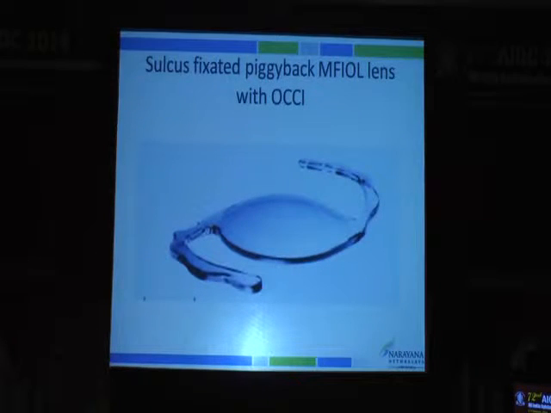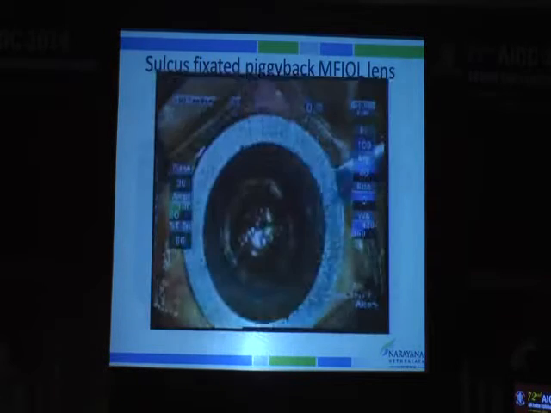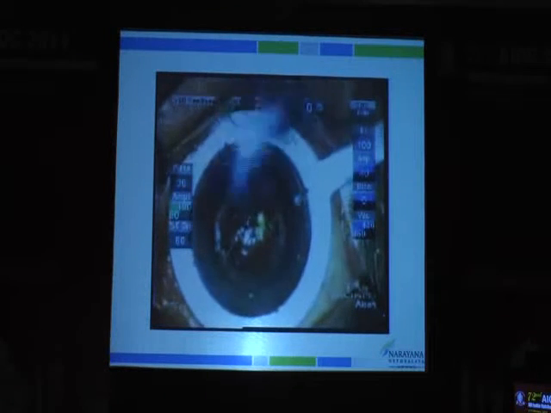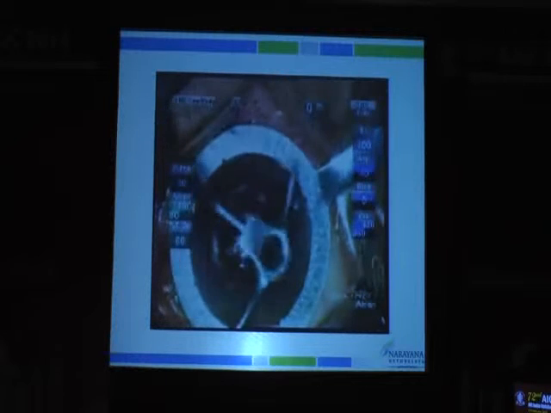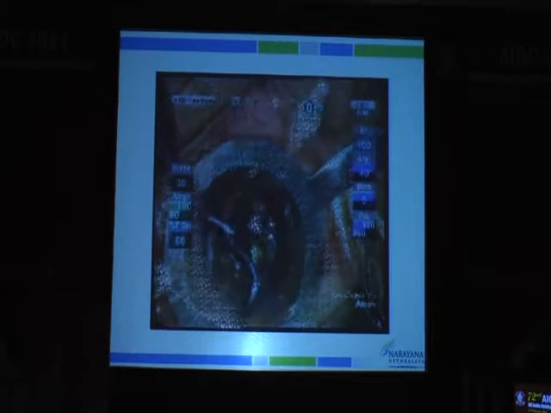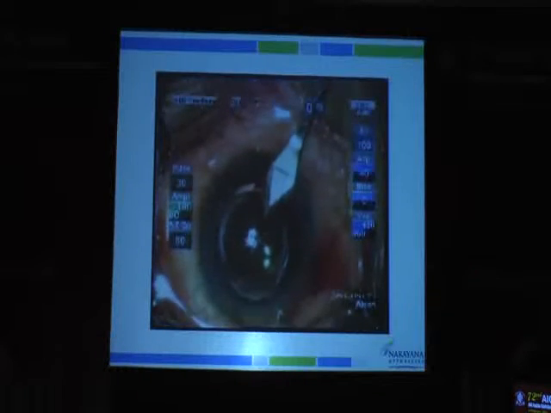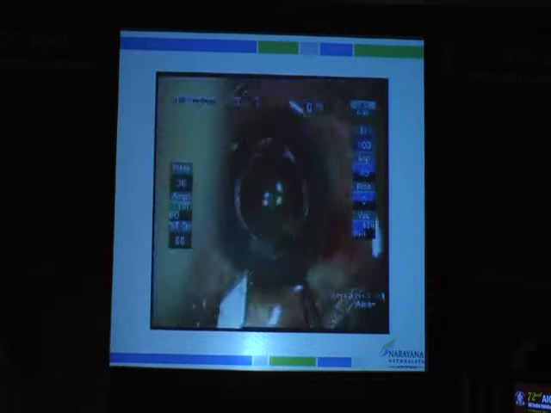The third option that we had was to implant a sulcus fixated piggyback multifocal IOL with an opposite clear corneal incision to compensate for the astigmatism, and this is what we went with. So this is the video showing the procedure being done. Initially we marked the axis for the incision and the opposite clear corneal incision that we had planned.